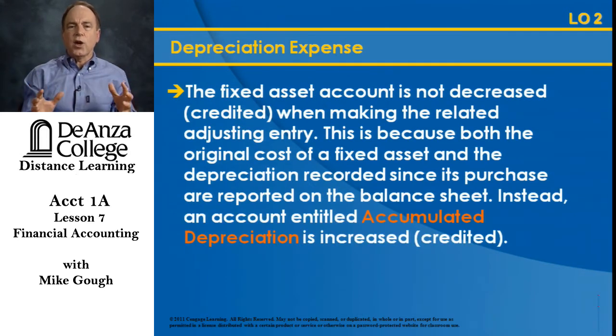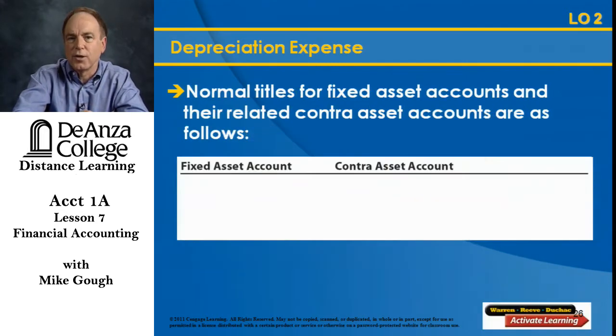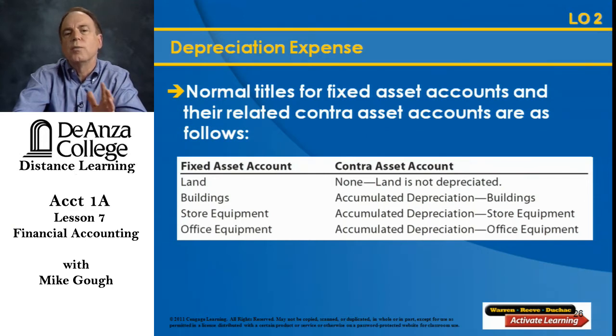Now, we have a special account called accumulated depreciation. Rather than buy a truck for $20,000 and basically reduce the truck from $20,000 to $19,000, we have a special account called a contra account, accumulated depreciation, that stays with the truck account. This accumulated depreciation account is an account we're going to become very familiar with, and we think it to be important for our investors and managers. Land doesn't have a contra asset account, but buildings have accumulated depreciation associated with buildings, store equipment has accumulated depreciation, store equipment, and office equipment is the same thing.